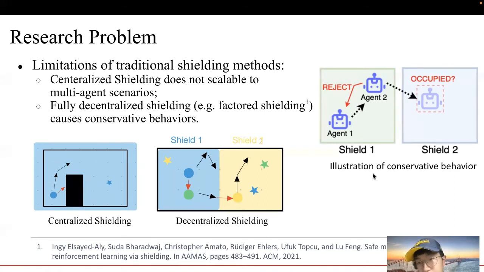For example, in this figure, if agent 1 wants to move towards agent 2, and agent 2 wants to move outside of shard 1, because shard 1 doesn't know whether there is an agent in shard 2 occupying this location, shard 1 will conservatively think agent 2 cannot successfully enter shard 2, so it will reject agent 1's action. So agent 1 will take an extra step to move to the desired position. And that's why fully decentralized sharding causes conservative behavior and leads to coordination overhead.